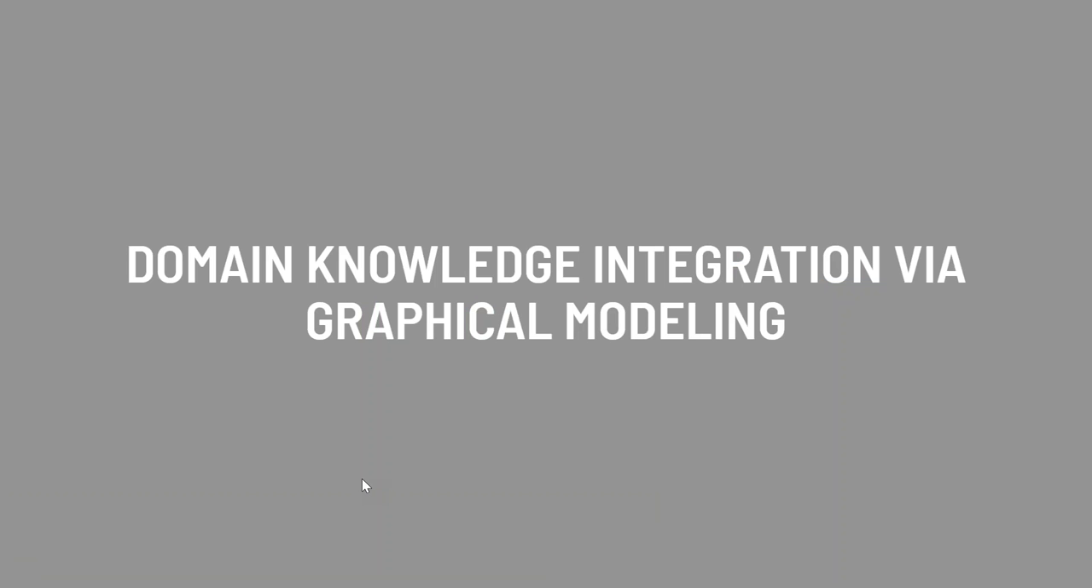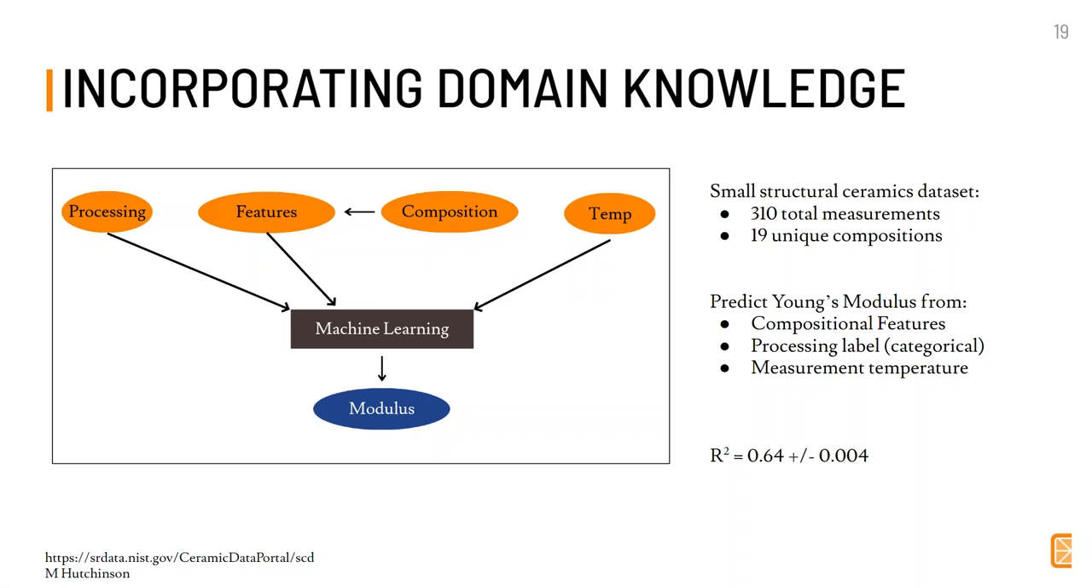Second thing, domain knowledge integration via graphical modeling. So here's another example problem. We have a very small data set of structural ceramics produced by NIST. There are 310 total measurements, but there are actually only 19 unique compositions.